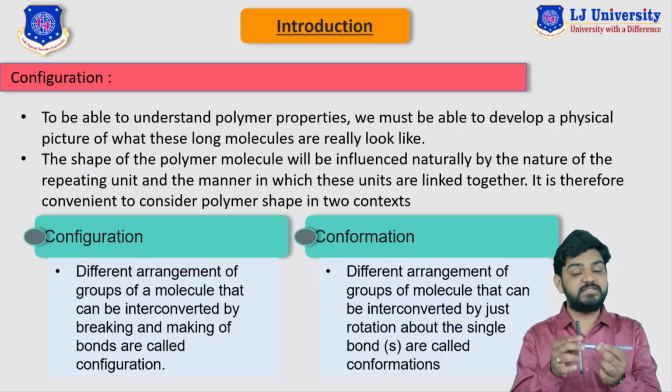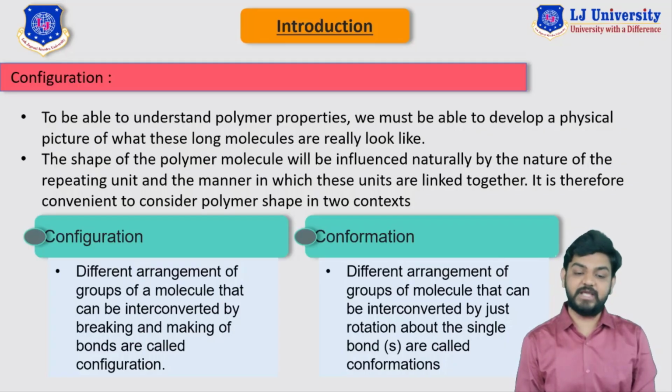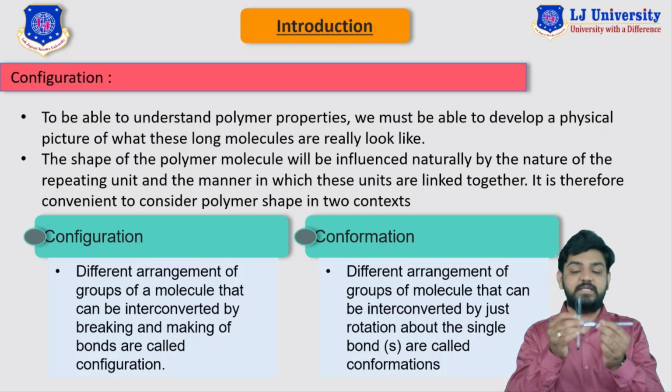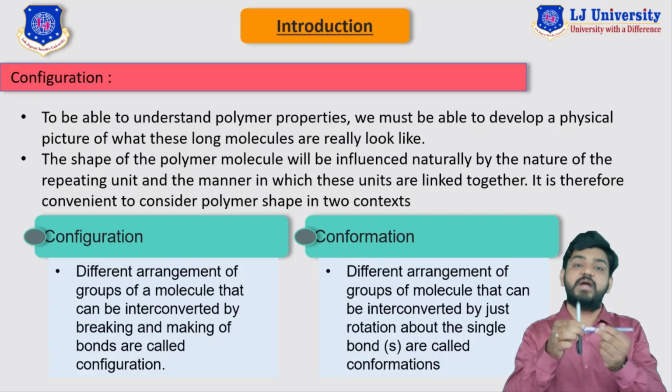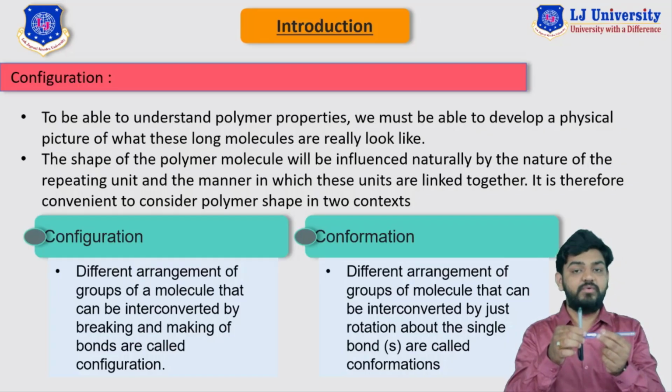Now moving towards the conformation: the different arrangement of a group of molecules that can be interconverted by just rotating about their single bond. As we have done in this case, the chlorine and hydrogen molecules interchange their position by simply rotating it. Now this conformation is only possible with single bond molecules.